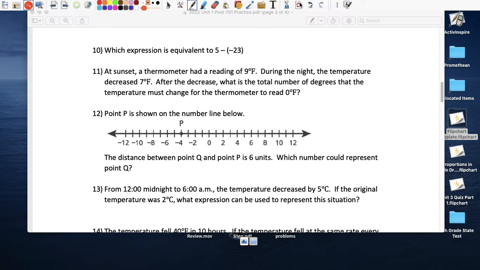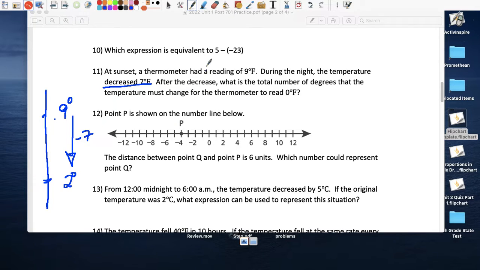Number 11, let's draw a picture or something that represents the situation. At sunset, the thermometer was reading 9 degrees. So here is 9 degrees at sunset. The temperature decreased. So the temperature is decreased by 7 means it's going to go down 7. Minus 7. So if it's 9 and it goes down by 7, where do we end up? We end up at 2.